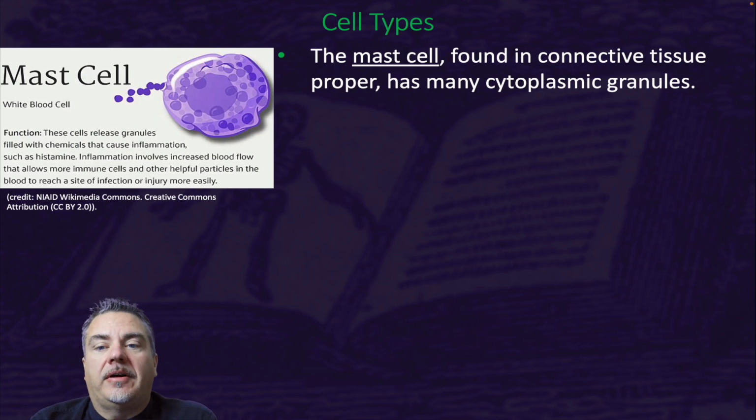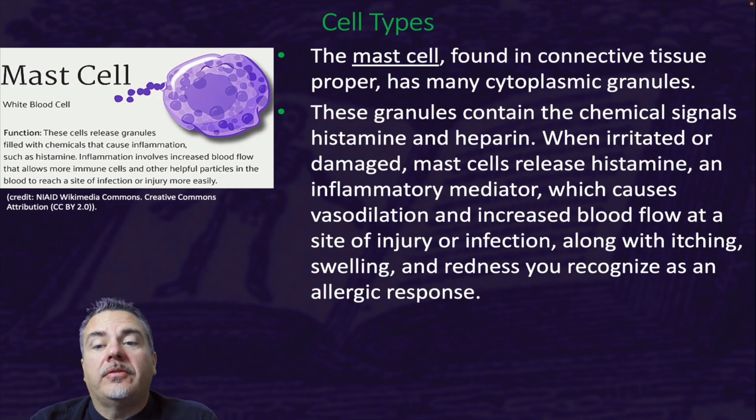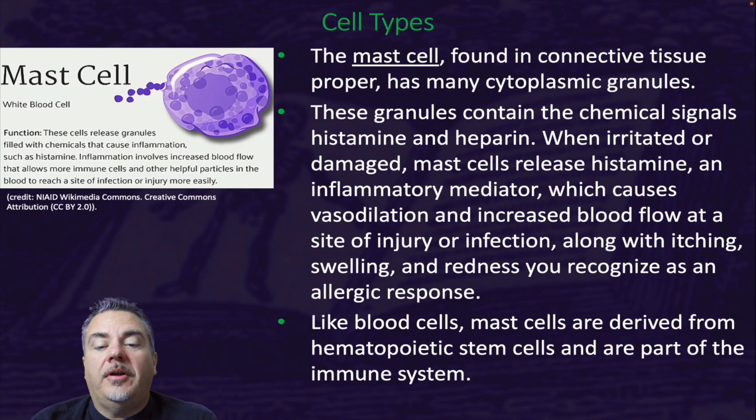The mast cells found in connective tissue proper have many cytoplasmic granules. These granules contain the chemical signals histamine and heparin. When irritated or damaged, mast cells release histamine, an inflammatory mediator, which causes vasodilation and increased blood flow at a site of injury or infection. Along with itching, swelling, and redness, you recognize this as an allergic response. Like blood cells, mast cells are derived from hematopoietic stem cells and are part of the immune system.